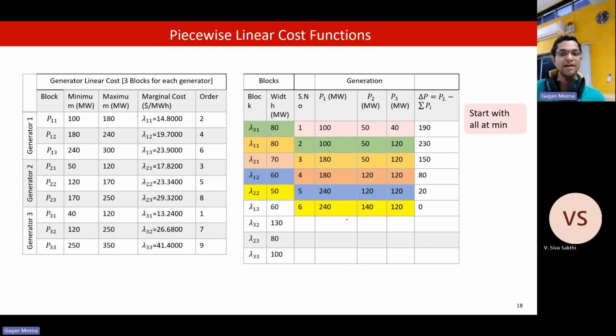So here the demand is 500. We want to satisfy a load of 500 megawatts.